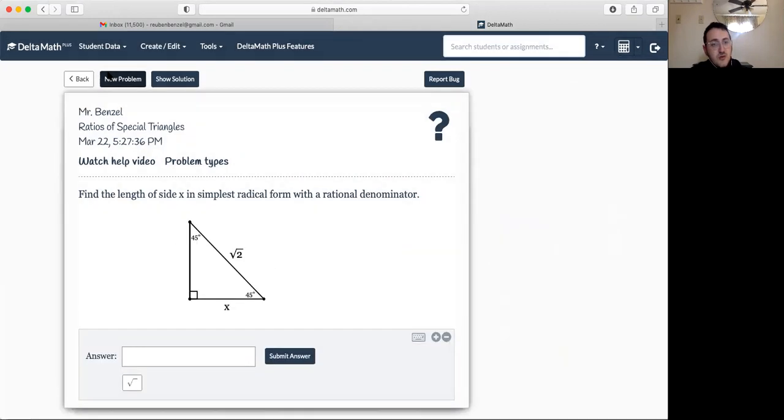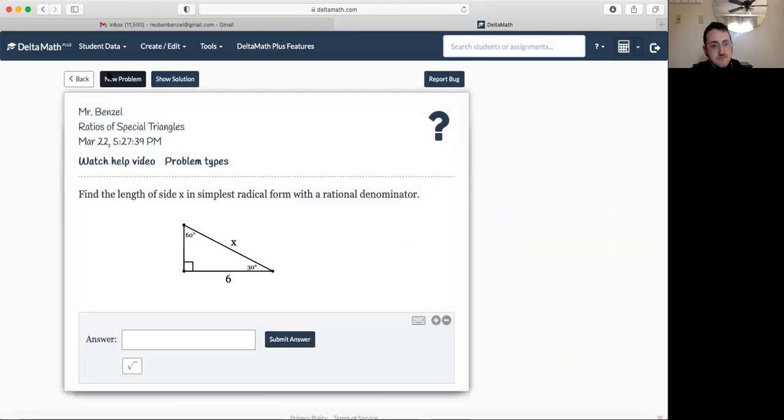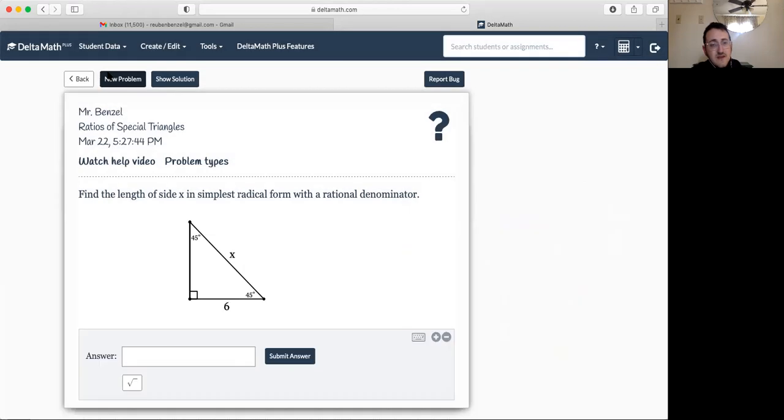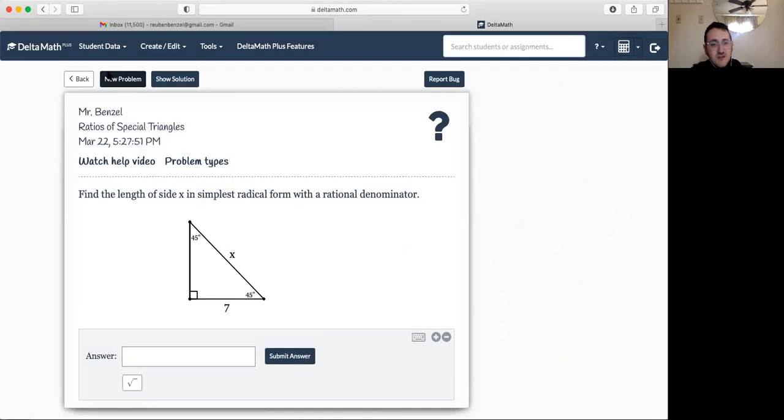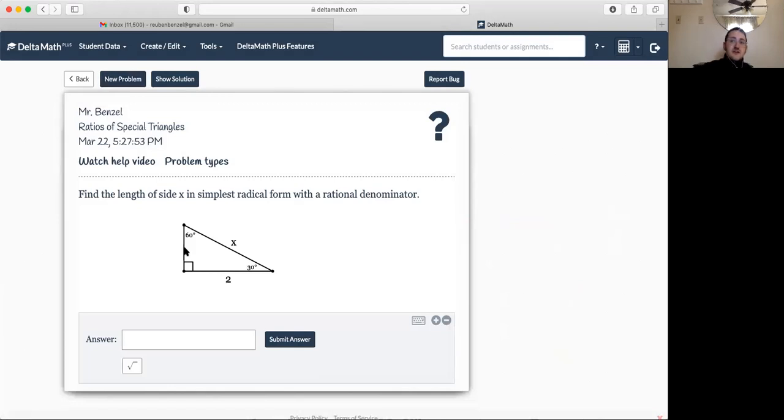All right, let's do one more. I'm choosing one that, okay, this is a good one. So this is find the x side in simplest radical form with a rational denominator. This is a 30, 60, 90. So you're going to want to label this 1, 2, square root of 3.